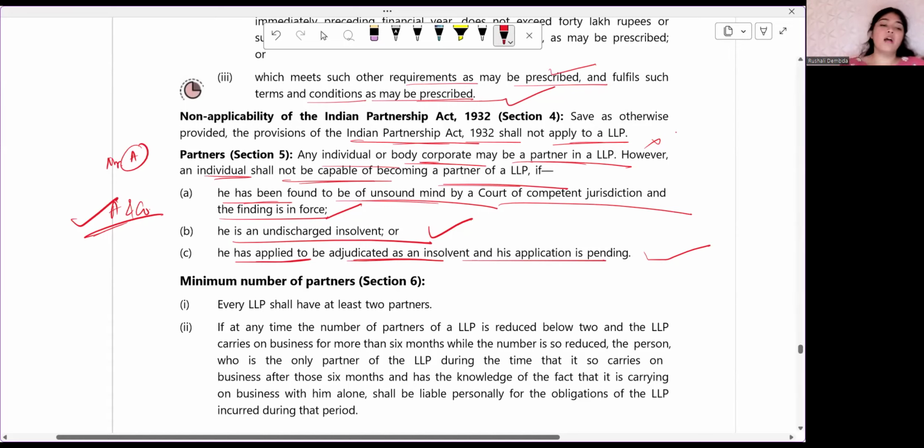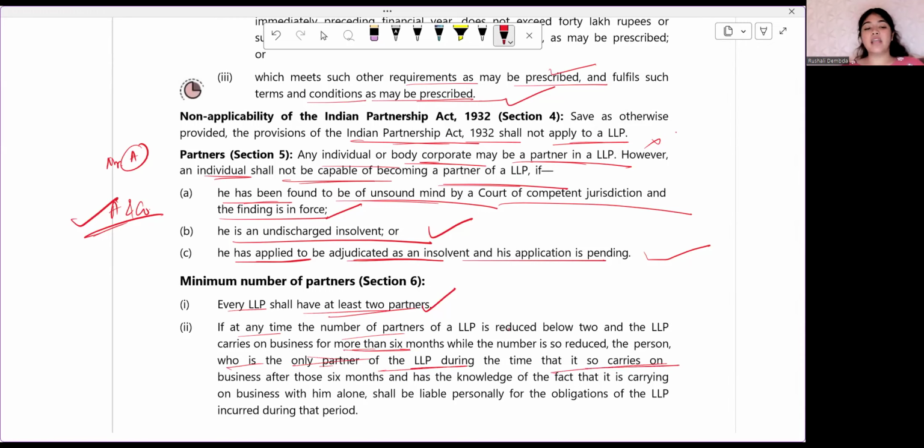Okay. Minimum number of partners. Every LLP shall have at least 2 partners. At least 2 partners is required for LLP. If at any time the number of partners of a LLP is reduced below 2 and the LLP carries on business for more than 6 months, while the number is so reduced, the person who is the only partner of the LLP during the time that it carries on business after those 6 months and has the knowledge of the fact that it is carrying on business with him alone shall be liable personally for the obligations of LLP incurred during that period.